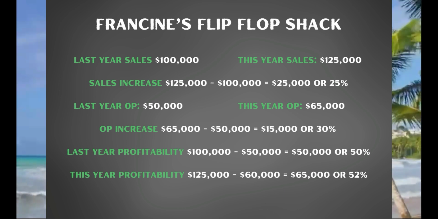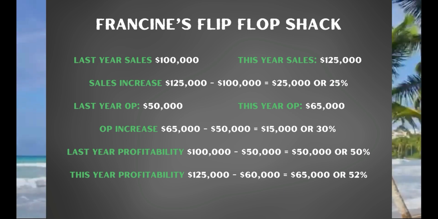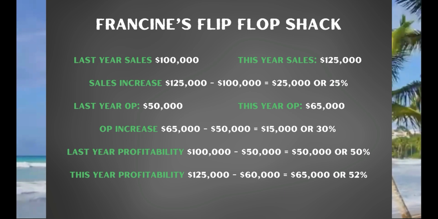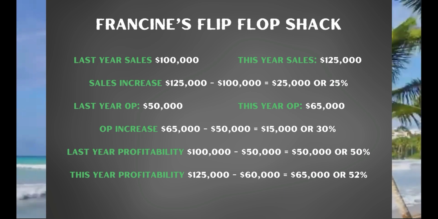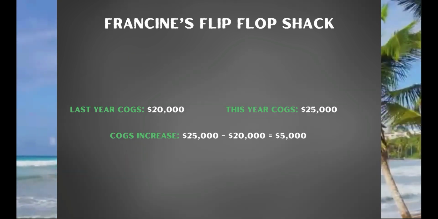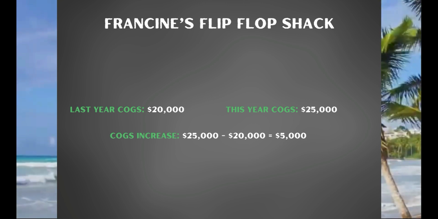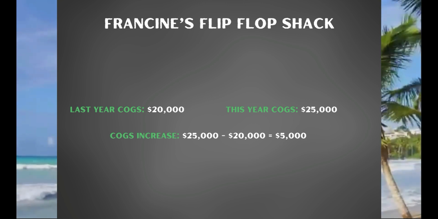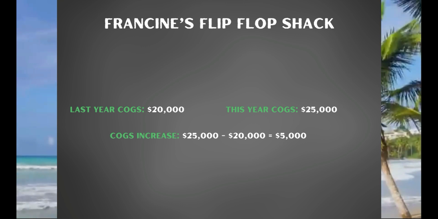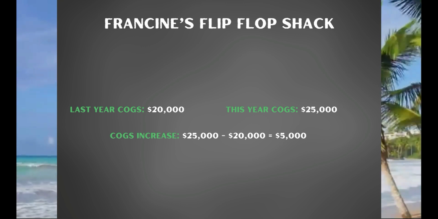This year, Francine is actually more profitable. This year's $125,000 in revenue incurred total cost of $60,000. Now, as you can see, the cost of goods went up this year compared to last year. A 25% increase in sales has been accompanied by a 25% increase in cost of goods. Without a P&L though, it's much harder to know. And the more detail you have, the easier it will be to determine what's going on financially in your business.